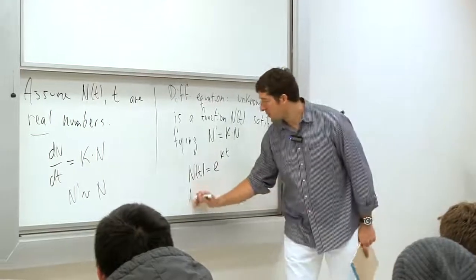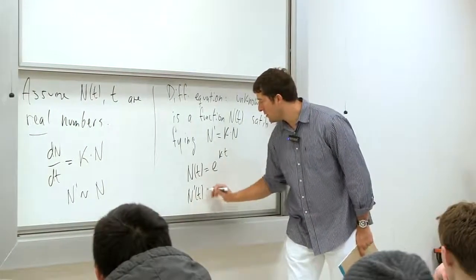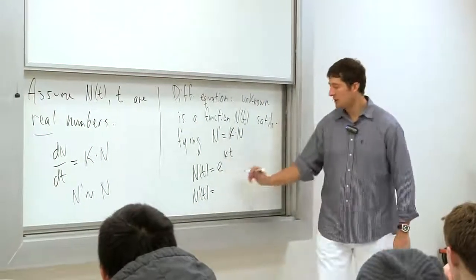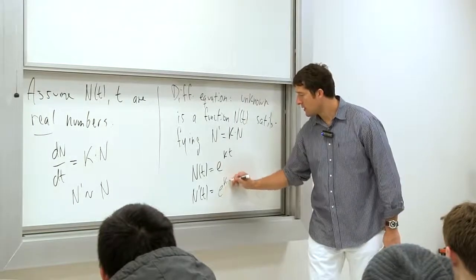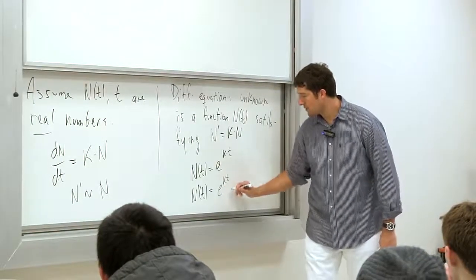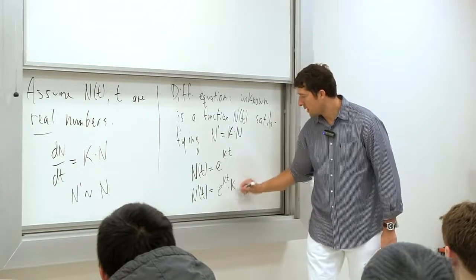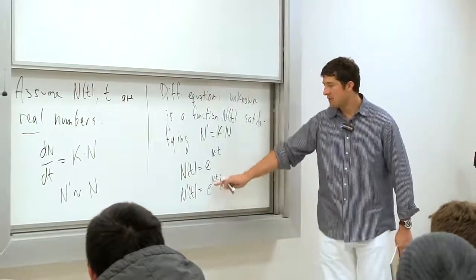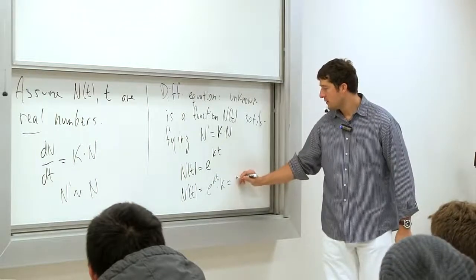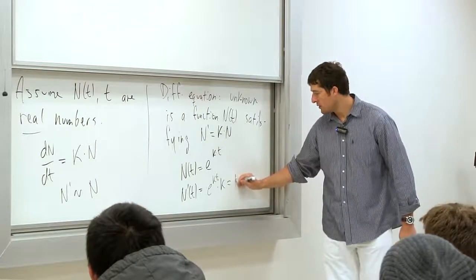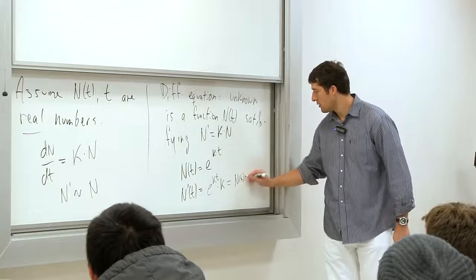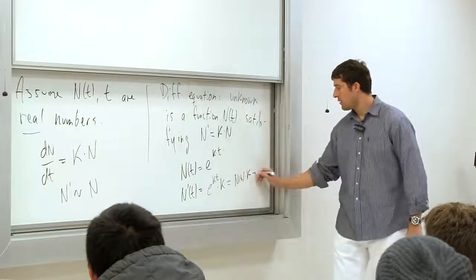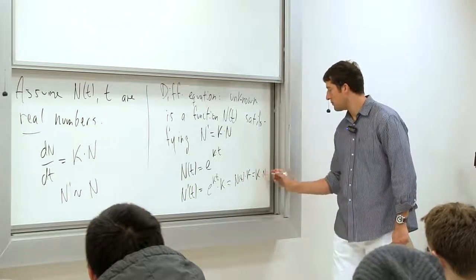So n prime of t is equal to e to the kt times k, using the chain rule, right? And because e to the kt is n, this is equal to n times k, which is just k times n.